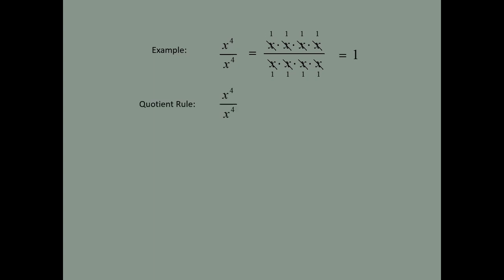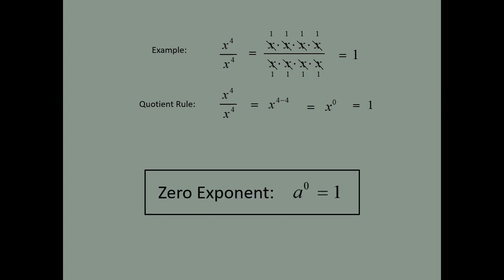Now, if we apply the quotient rule, we will subtract the exponents, and that'll leave us with x to the 0 power. And again, for the quotient rule to be consistent, these two expressions need to be equal. So x to the 0 power needs to equal 1. And that's going to give us a rule for 0 exponents. A base raised to the 0 power is equal to 1.